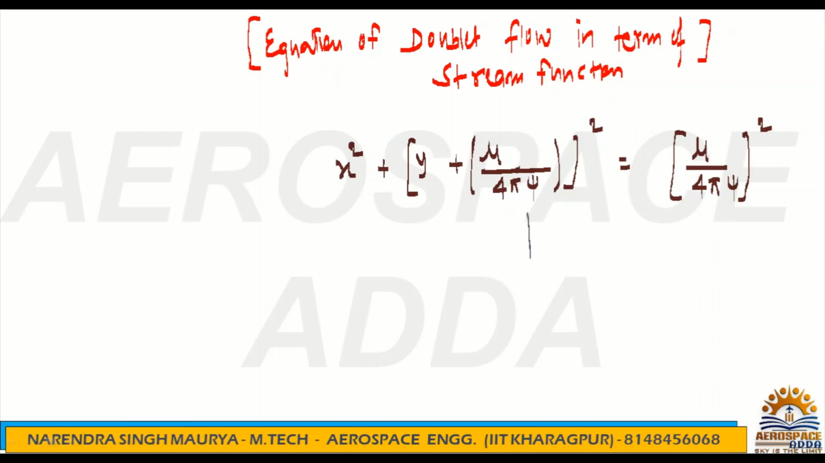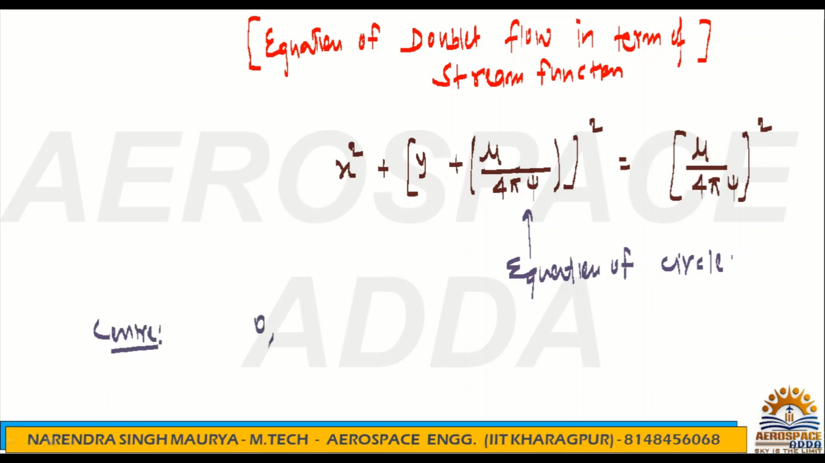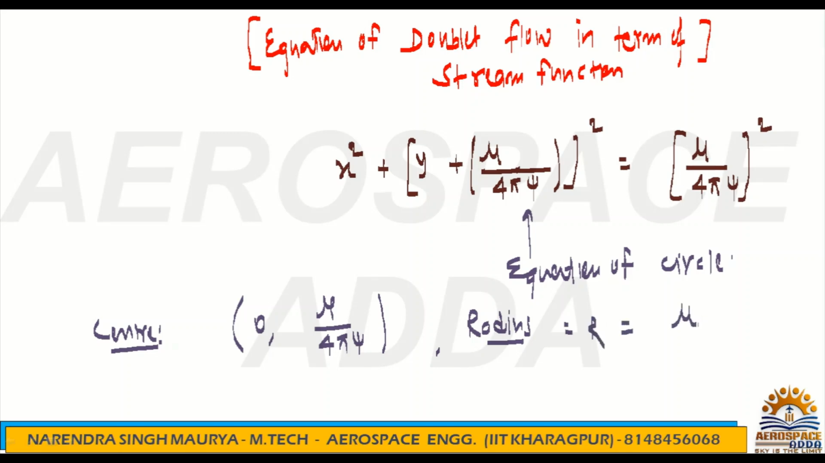Again, if you see, this is the equation of a circle. What is the center for this circle equation? Check: x becomes 0, and y becomes mu upon 4 pi psi. This is nothing but the center. What is the radius r? It's nothing but mu upon 4 pi psi. This is very, very important.